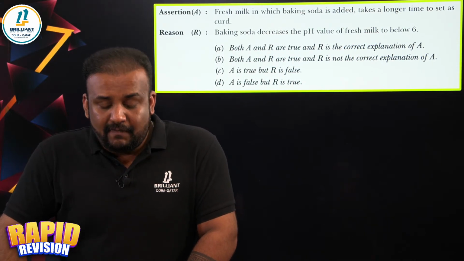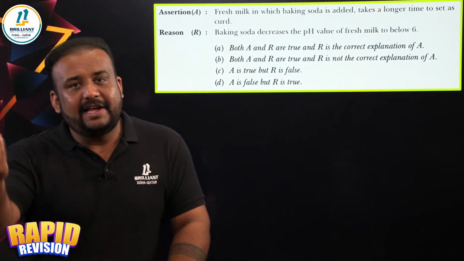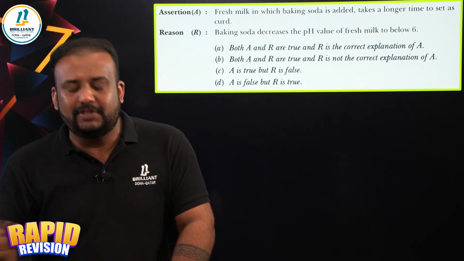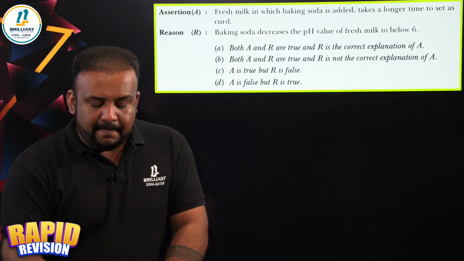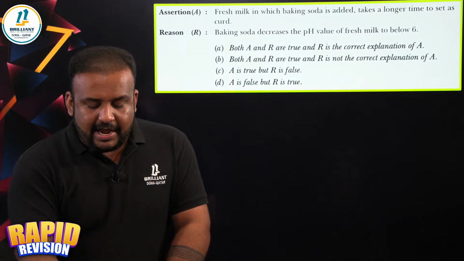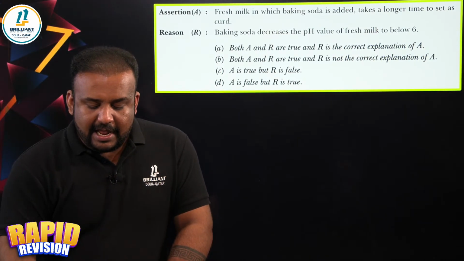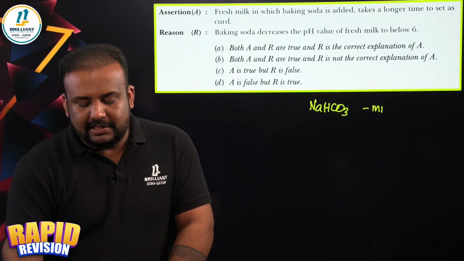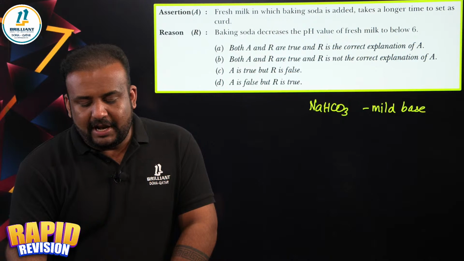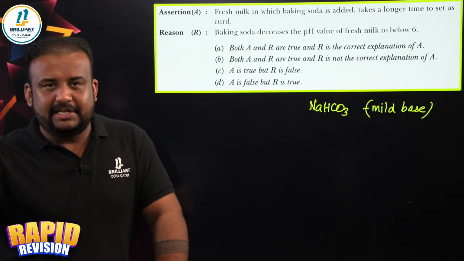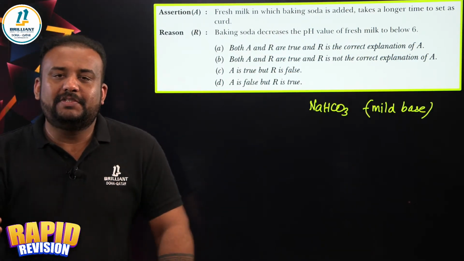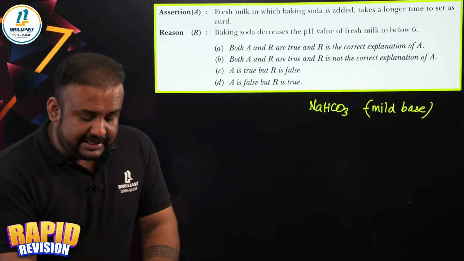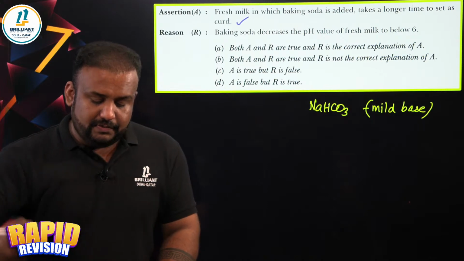The main reason why curdling happens is because of lactic acid production. So fresh milk in which baking soda is added. What is the formula of baking soda? Baking soda is NaHCO3, correct? It is a mild base. So what will happen is, if you have baking soda in the beginning itself, then when lactic acid forms, it will be slowly neutralized by this base. So that will delay the curdling process.